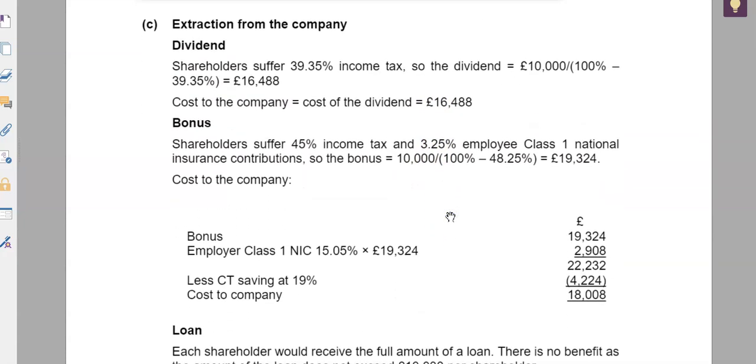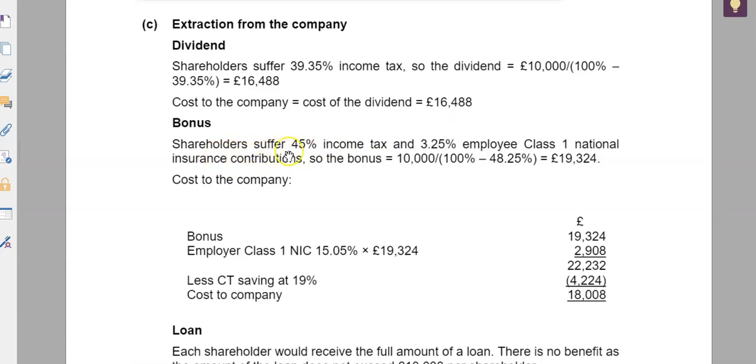So if we took out the dividend, the shareholder suffered 39.35% income tax. So the dividend would be how much? 10,000? No, it would be 16,488. So the cost to the company of providing the dividend would be 16,488. Right?